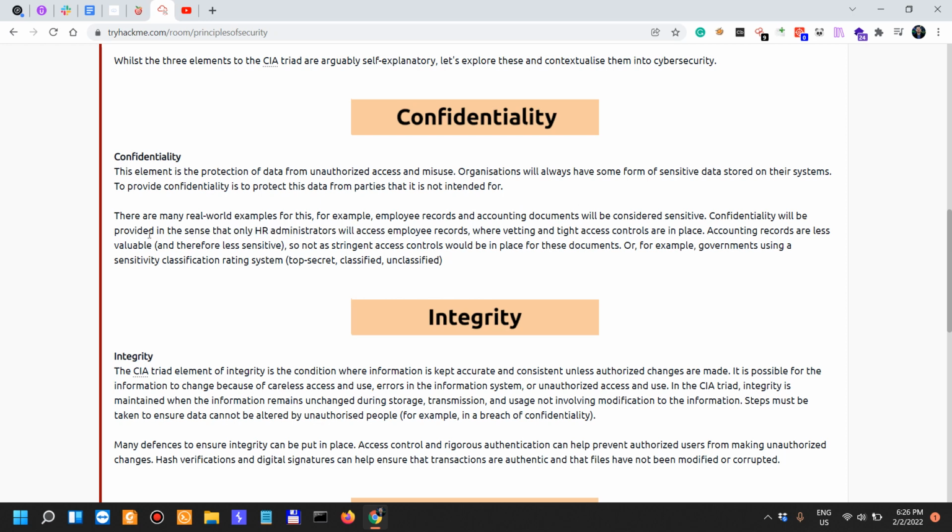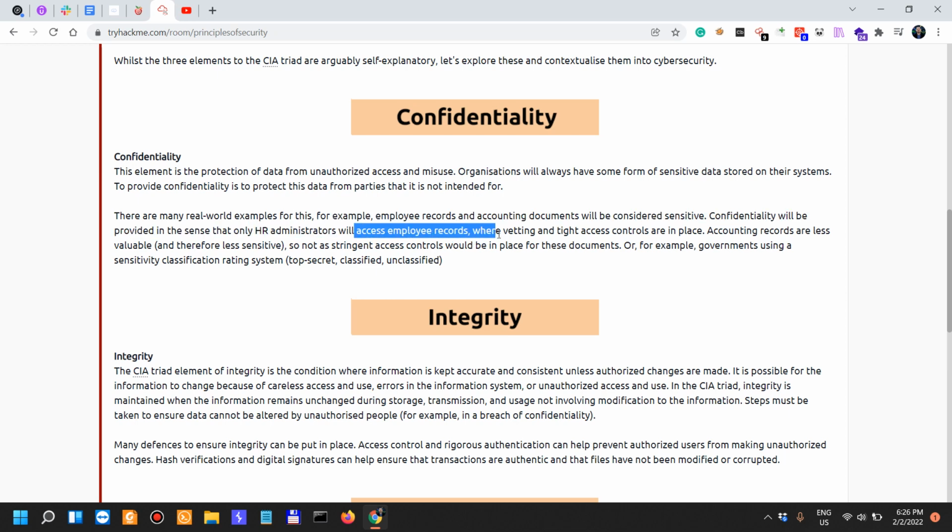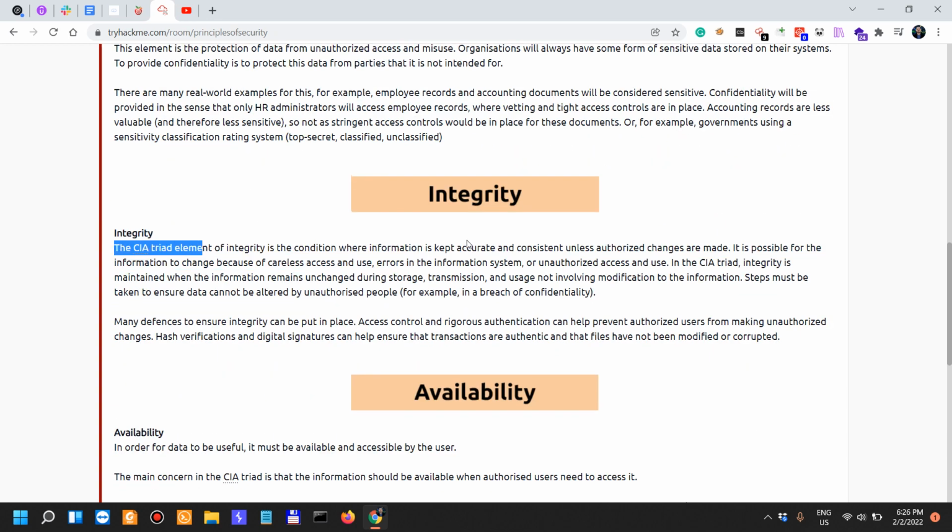So confidentiality will be provided in a sense that only people with given privileges have access to it. Integrity, where information is kept accurate and consistent unless authorized changes are made. Integrity is really important because there have been situations where data has been compromised, databases have been altered, and the maintainers of those databases have not known.